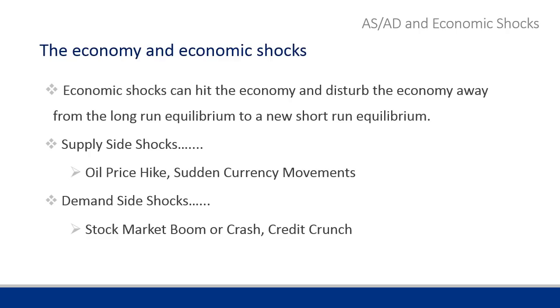But how does the economy end up away from its long run equilibrium in the first place, at a new short run equilibrium? It might be the economy has been hit from its equilibrium level in the long run by a shock, an economic shock. It could be a shock to the supply side, a shock that hits firms, such as an oil price hike or sudden currency movement, or it could be a demand side shock, something that hits the consumer. It might be a stock market boom or a stock market crash, or even a credit crunch as we saw in 2008.